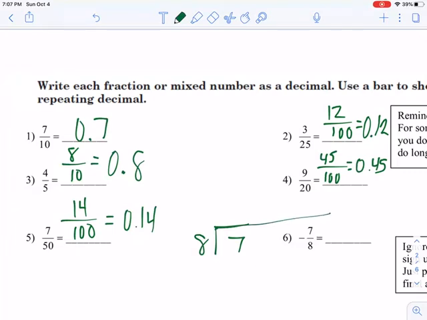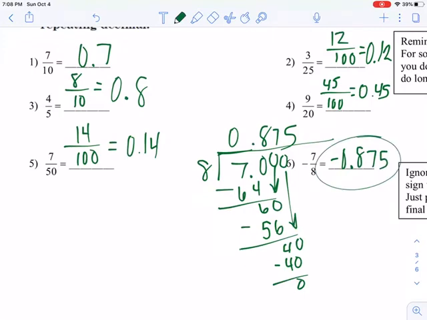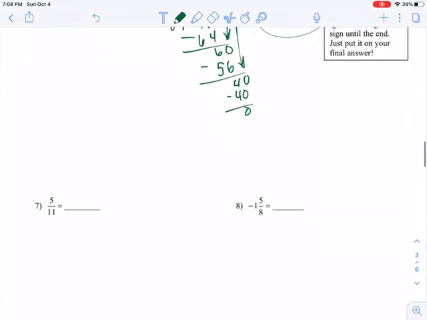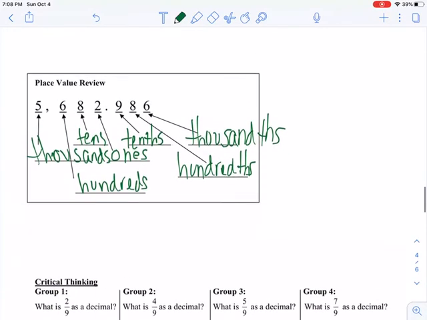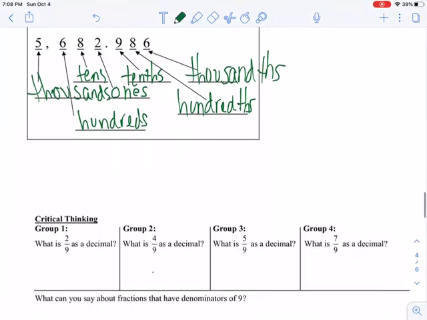Now, number 6 is one that you will have to use long division on. And there was a negative out front, so make sure your decimal is a negative when you rewrite it. All right, there is your place value review. If you can get to a power of 10 as your denominator, it's good to remember your place value.